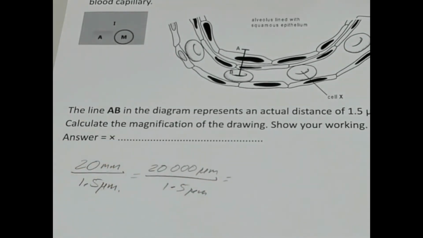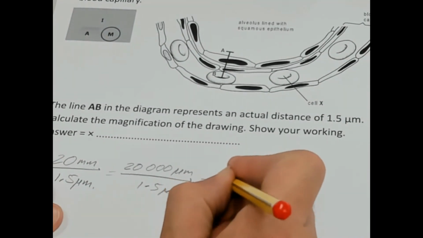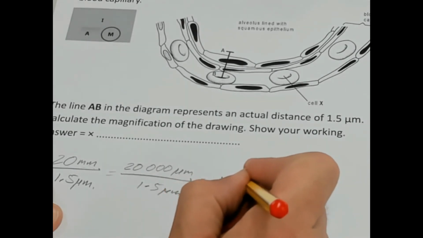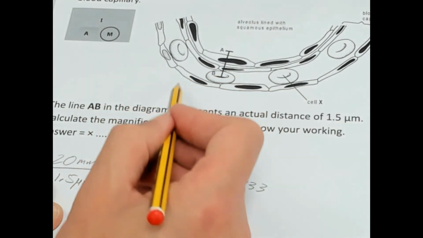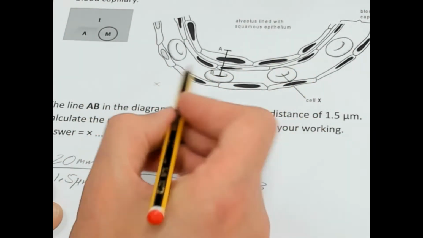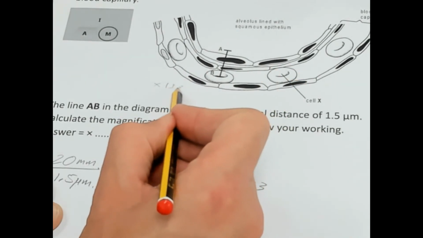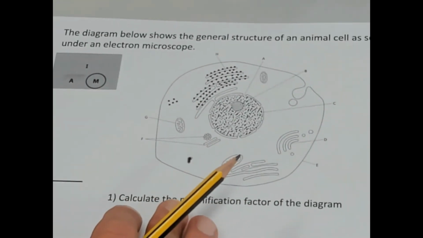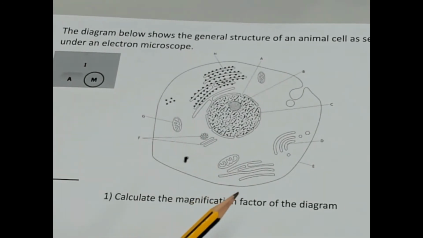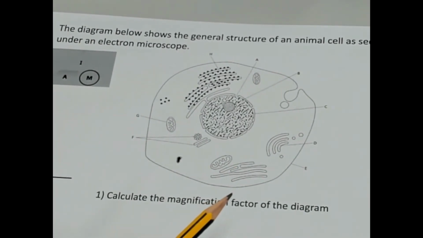I've got the same unit, so I can whack this into my calculator. 20,000 divided by 1.5, and I get my magnification of 13,333. That's my actual magnification. So they haven't put the magnification on a cell, but if they did, it would say something like times 13,333. Okay, simple. Let's go to the next question. Next question says, the diagram below shows the general structure of an animal cell as seen under an electron microscope.